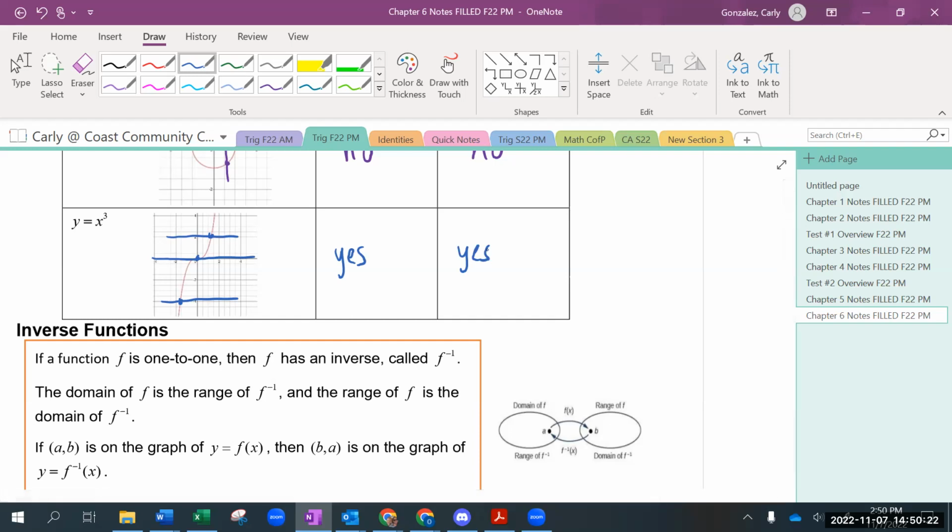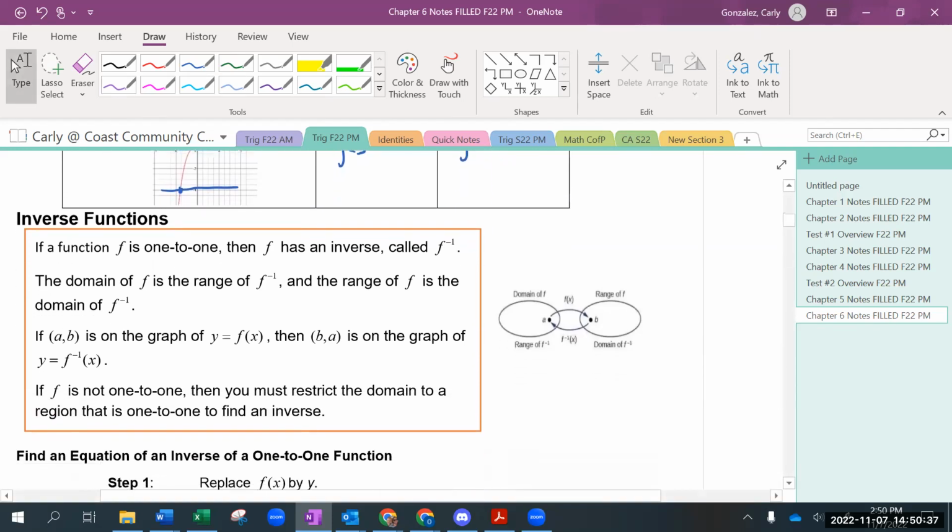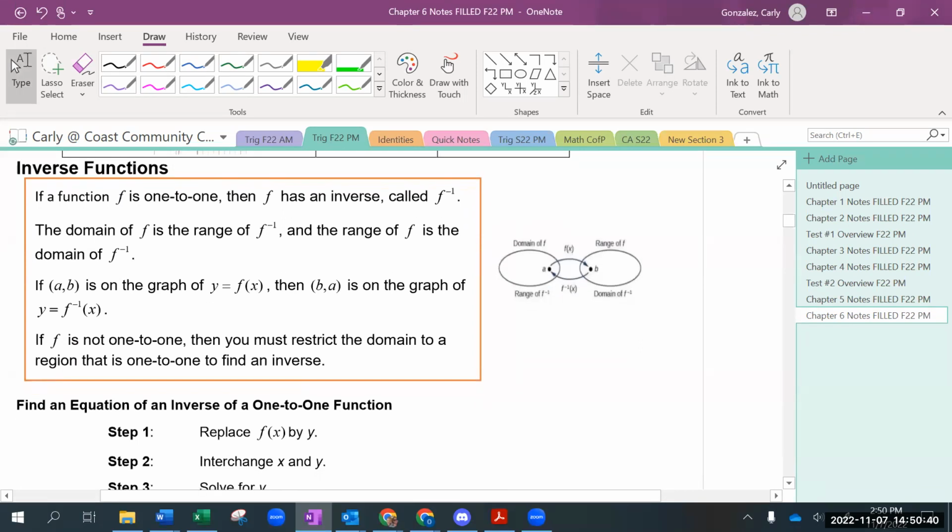All right, so one of the very important applications for 1-to-1 functions is that if a function is 1-to-1, then it has an inverse. You can start thinking of inverse operations. For multiplication, the inverse operation is division. For subtraction, the inverse operation is addition. All of that comes into our inverse functions.